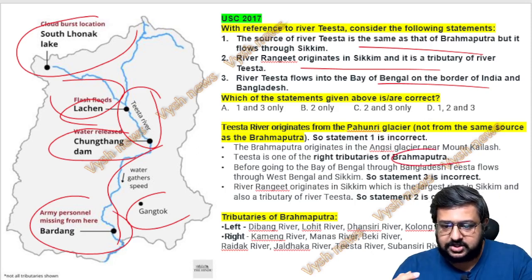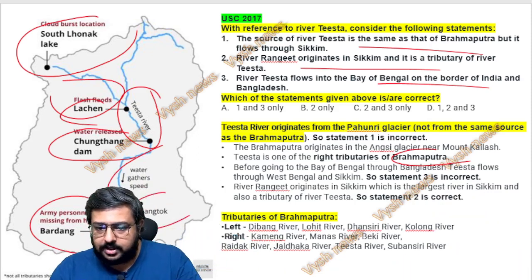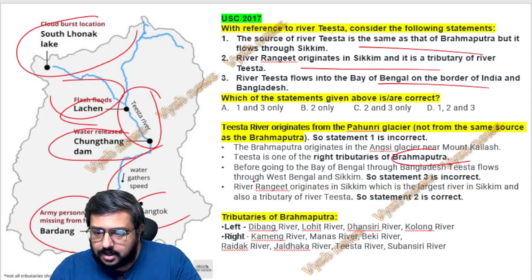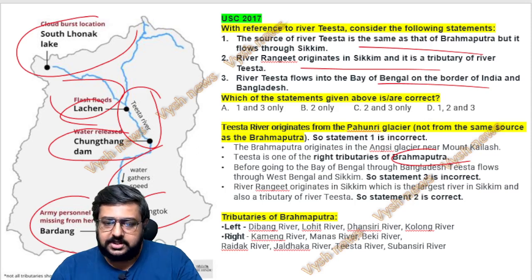So you see the list of tributaries of Brahmaputra I have listed here. In case UPSC asks a question, you can note it down here, the left tributaries and the right tributaries. The left are Dibang, Lohit, Dhansiri and Kolong, and the right are Kameng, Manas, Beki, Raidak, Jaldhaka, Teesta and Subansiri. UPSC in the past has asked this, I think in 1998 or so; the tributaries of Brahmaputra were also asked by UPSC. Another pointer: statement 1 is wrong, statement 3 is wrong, and the answer is 2 only. I have clearly given that here. Rangit is indeed a tributary of Teesta.